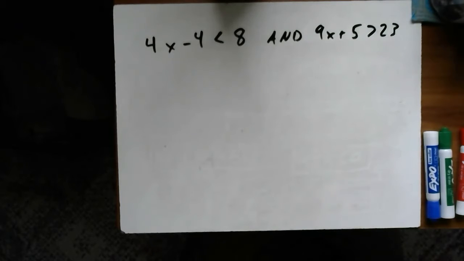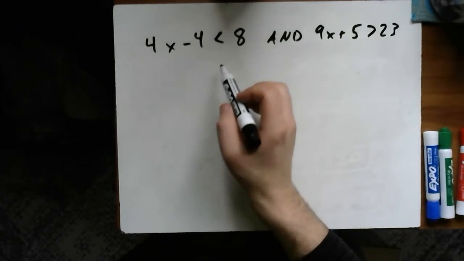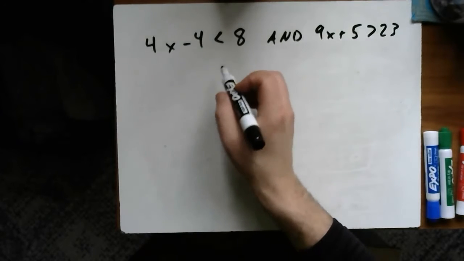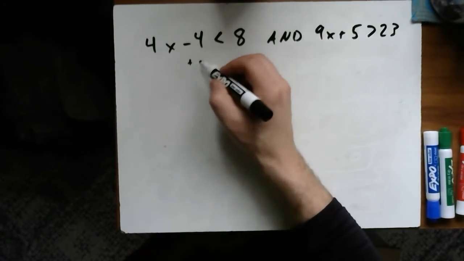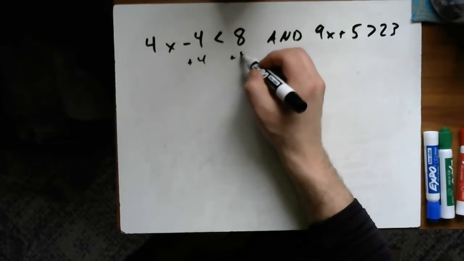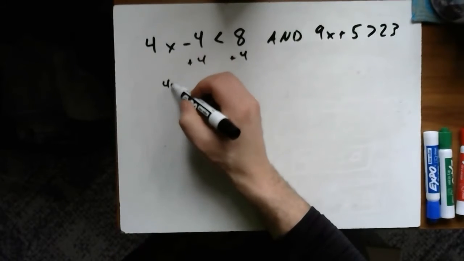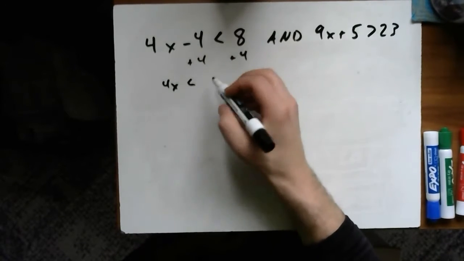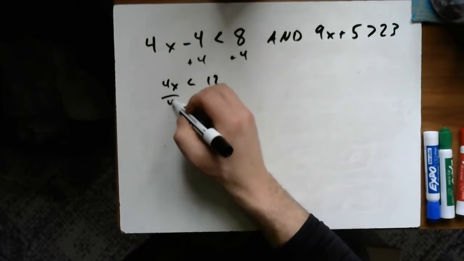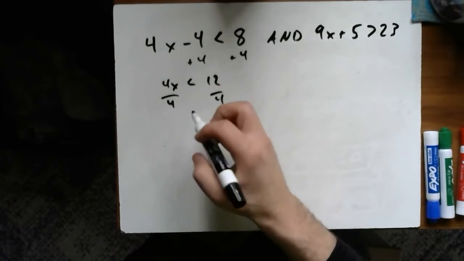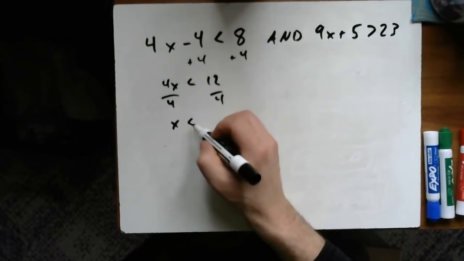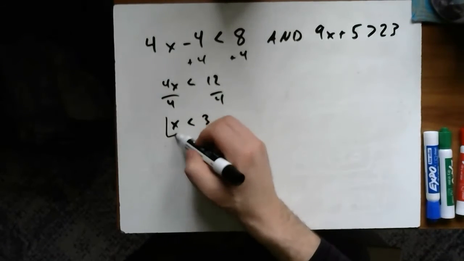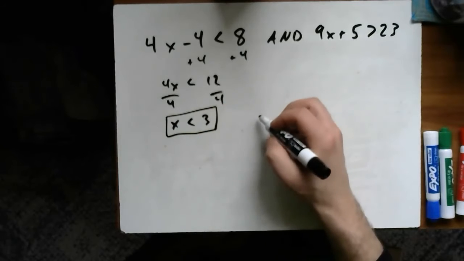All right, so let's look, what is that solution going to be? Well, for one, we're just going to solve this for the variable just like we would an equation. Adding 4 to both sides gives me 4x is less than 12. And I'm going to divide by 4, giving me x is less than 3. Okay, so I know that.